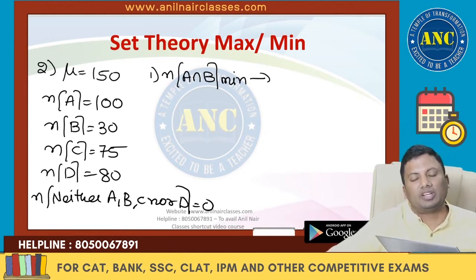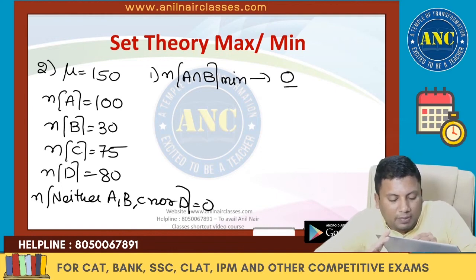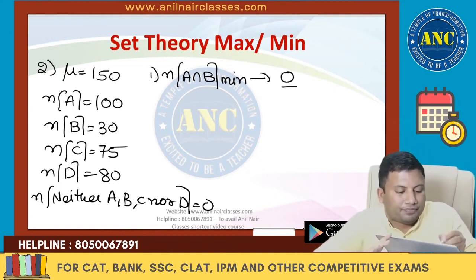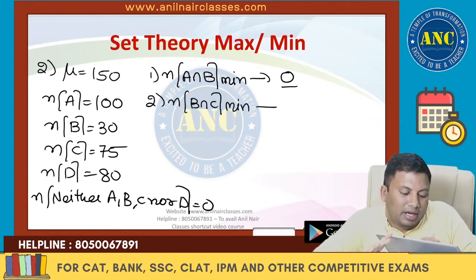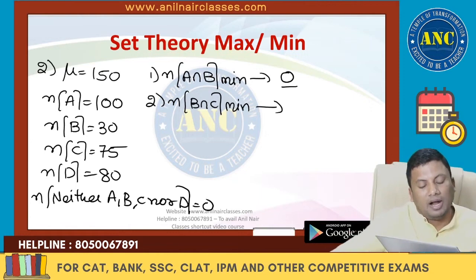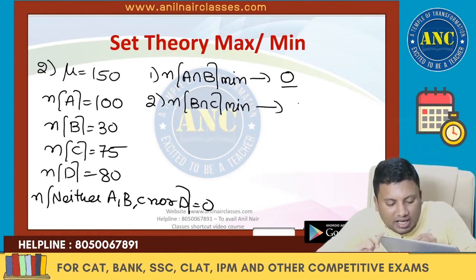130. Separation is 130. 130 is less than 150. So minimum value is 0. Second one: N of B intersection C minimum. Intersection minimum, union maximum. 30, 75. Separation is 105, less than 150.